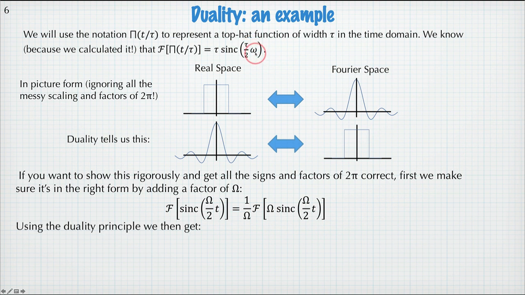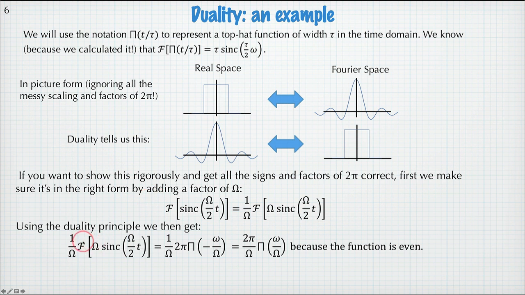So using the duality principle, we get that the Fourier transform of this must be 1 on omega times 2 pi top hat of negative omega on big omega, which we can simplify a little because this function is even, so the minus sign has no effect, and we get this function here. So it's a top hat function, because we know it has to be a top hat function, but now I've got the factor of 2 pi correct as well.